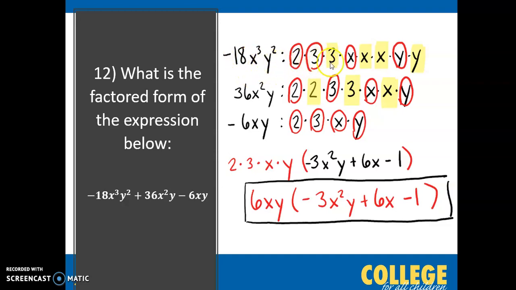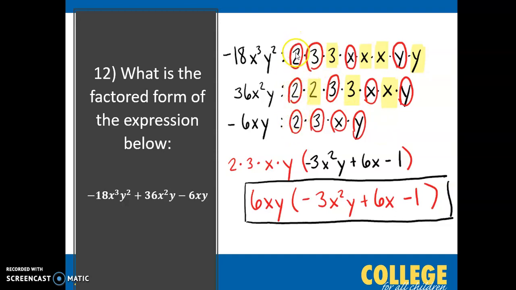18 is 2 times 3 times 3. x to the 3 power is x times x times x, and y to the 2 power is y times y. For 36x squared y, when I break down 36 with the factor tree, it's 2 times 2 times 3 times 3. x to the 2 power is x times x, and y just by itself. Negative 6xy, the last term, is 2 times 3 when you break down 6 into a factor tree, and then 1x and 1y.